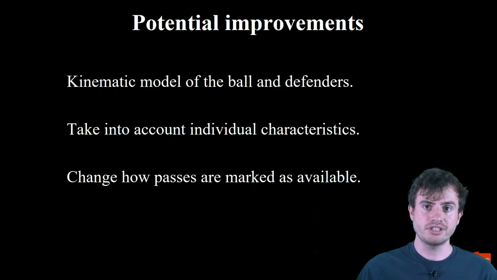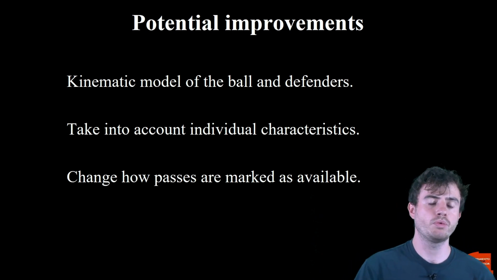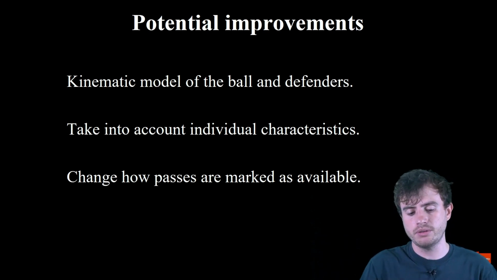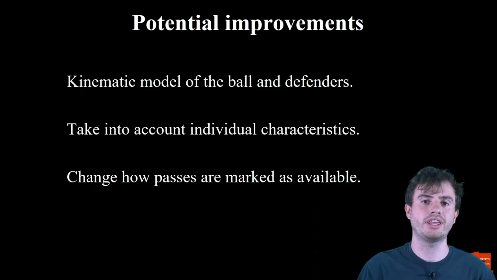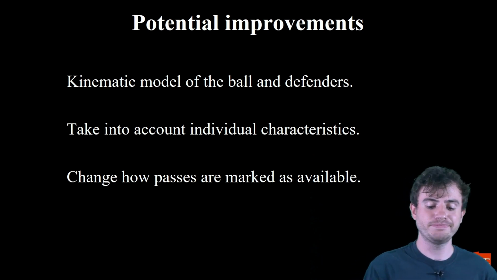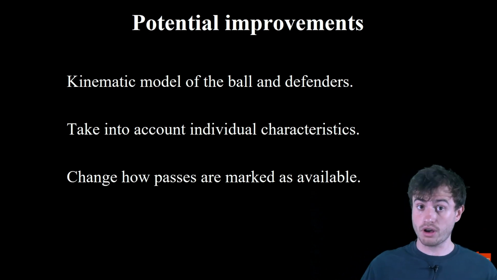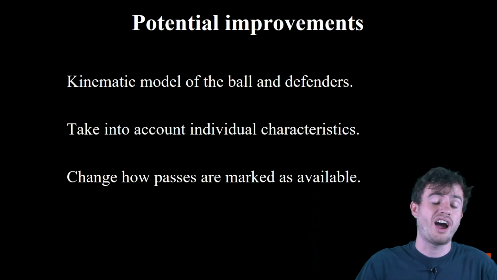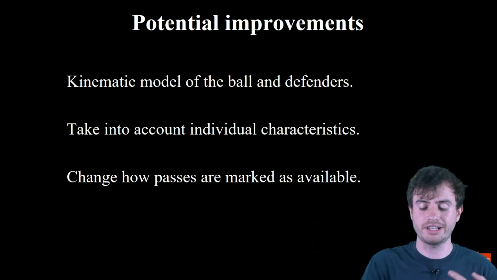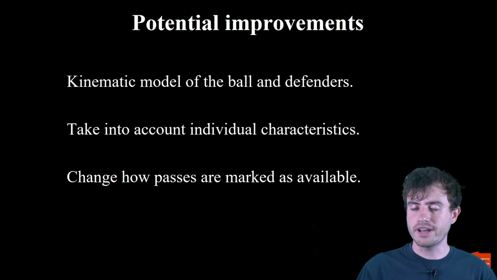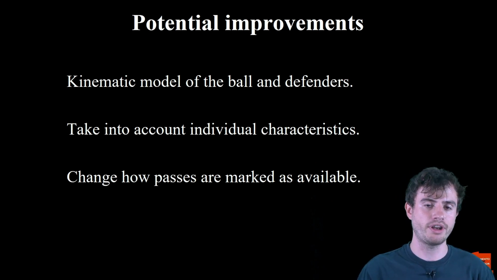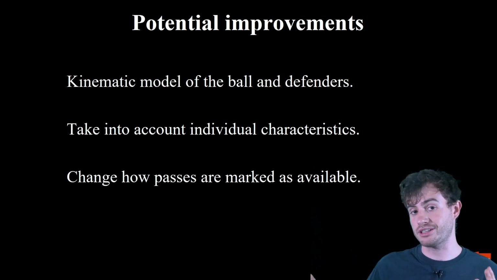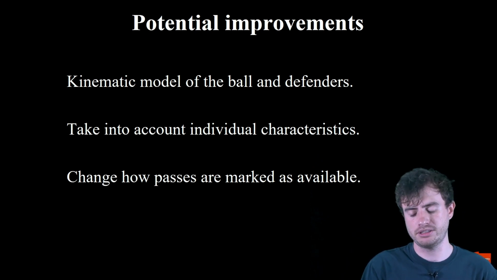Just to end, some potential improvements. We are at the moment working with constant ball speed and constant defender speed. We could work with a more physics-based model, a kinematic model of the ball and the defenders. Also, we could take into account individual characteristics. Right now, we don't have them, but we could include awareness, the size of the players, how fast they can run, etc. And finally, we could change how passes are marked as available. Right now, we mark a pass as either not available or available. We could work more with a scale from 0 to 1 of how open the pass is.